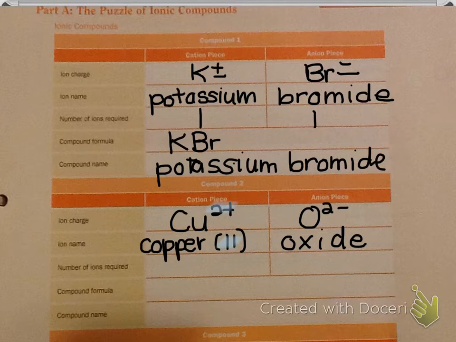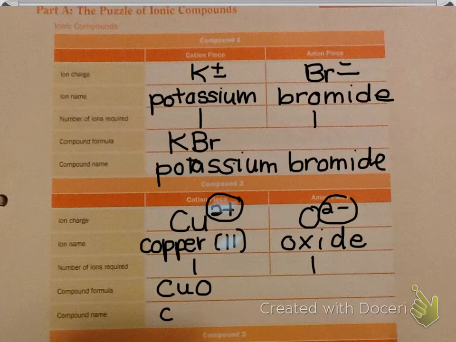So how many ions are required? Again, if they both have the same number, so a 2 plus and a 2 minus would cancel each other out right away. So we would have one of each. And so the compound formula would just be CuO. And we would name it copper 2, because that's the name of the cation, and then oxide.